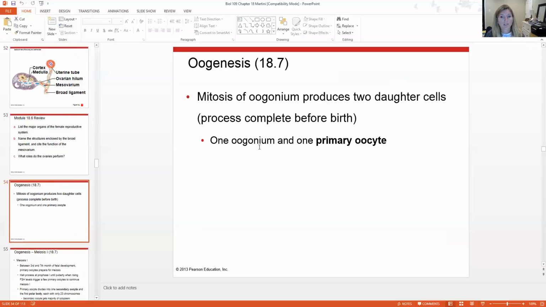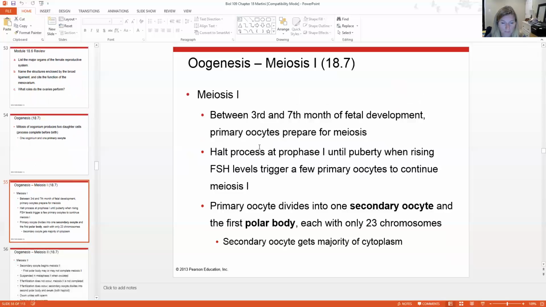Oogenesis is the process of creating oocytes, or egg cells. The mitosis of the oogonium produces 2 daughter cells. This is something that's actually completed before birth. So as baby girls are born, they have all of these oogonia that they need. 1 oogonium and 1 primary oocyte are produced from the mitosis of 1 oogonium cell. Kind of like the same thing as the spermatogonium.